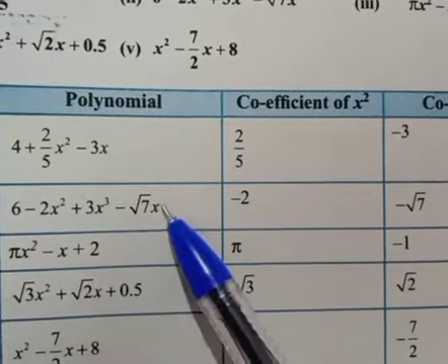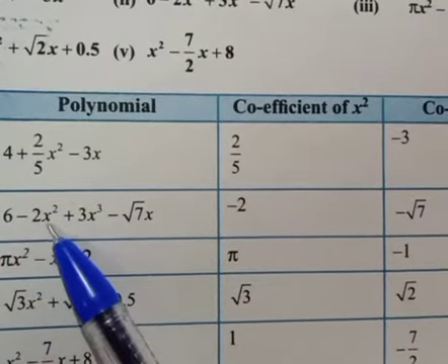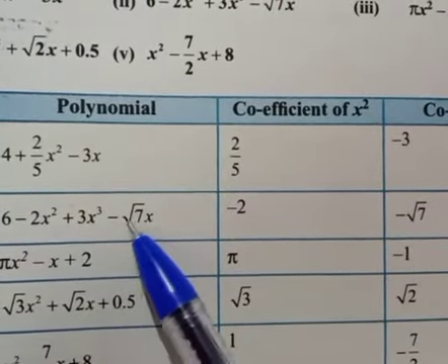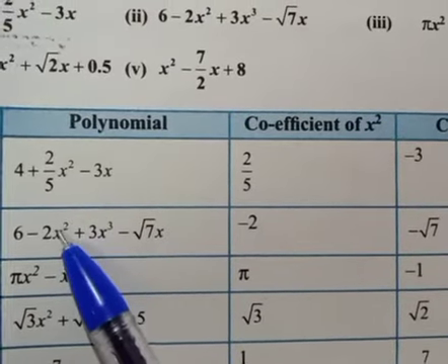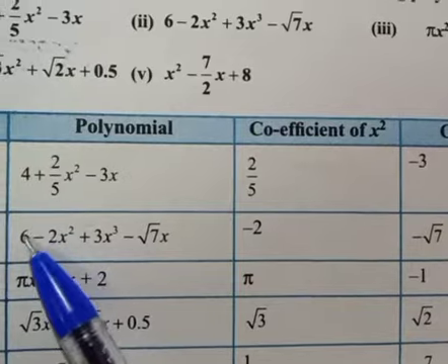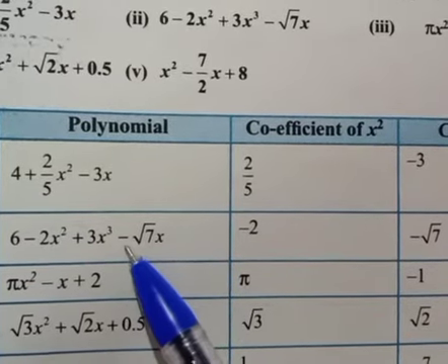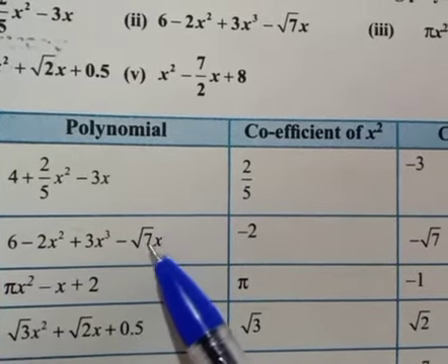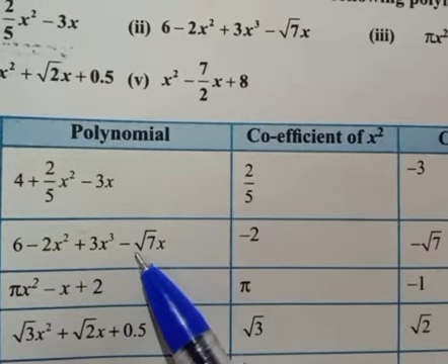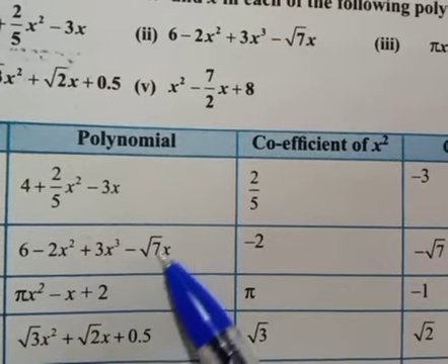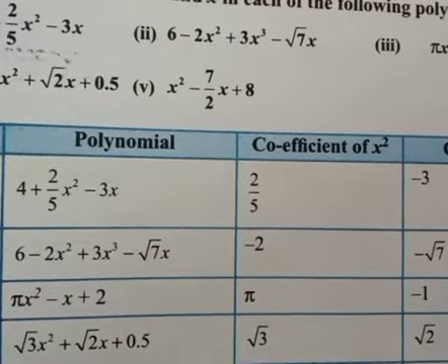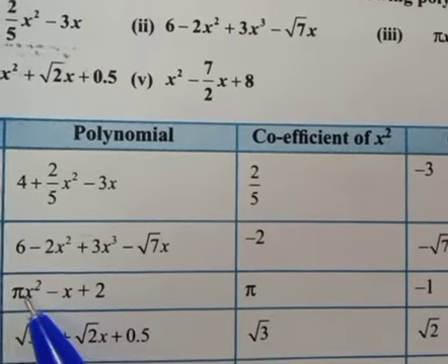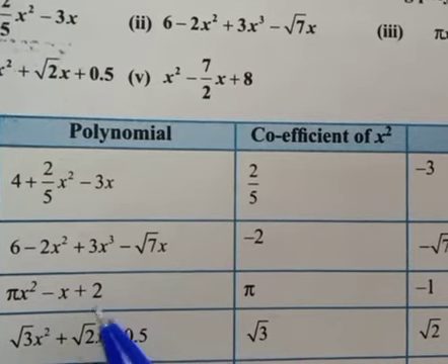For this expression, now you have to check 6 minus 2x square plus 3x cube minus root 7x. We have to find the coefficient of x square, that is minus 2. The coefficient of x is, sorry, minus root 7. You have to consider it with the sign, you know. So minus root 7.